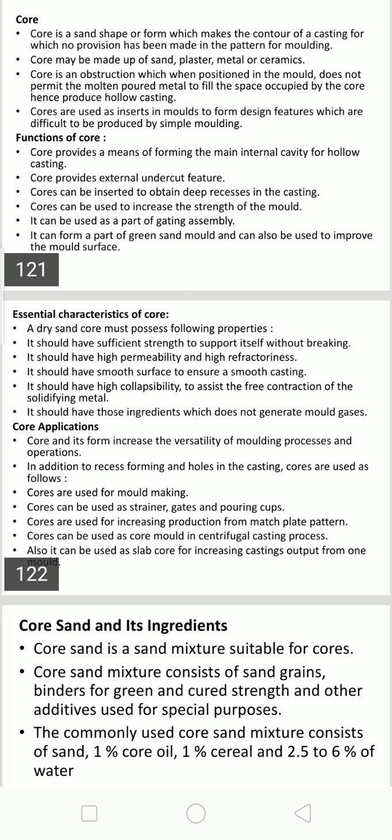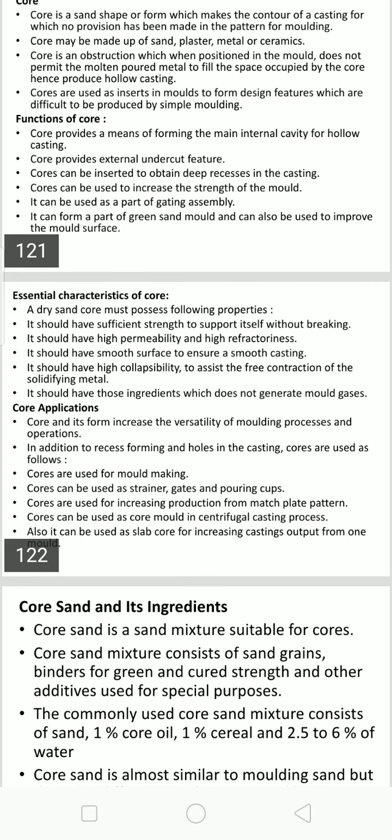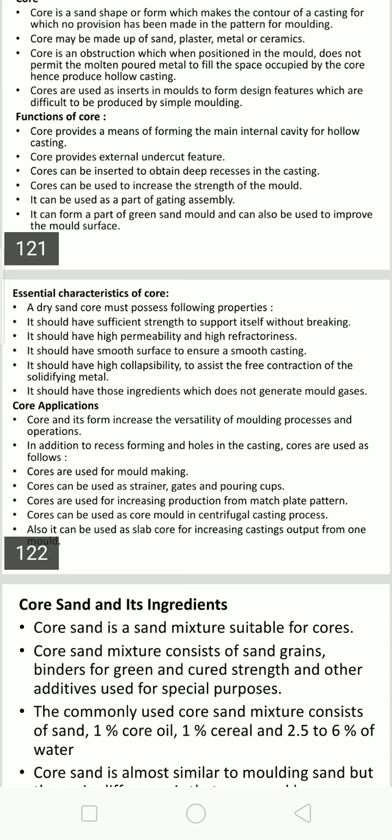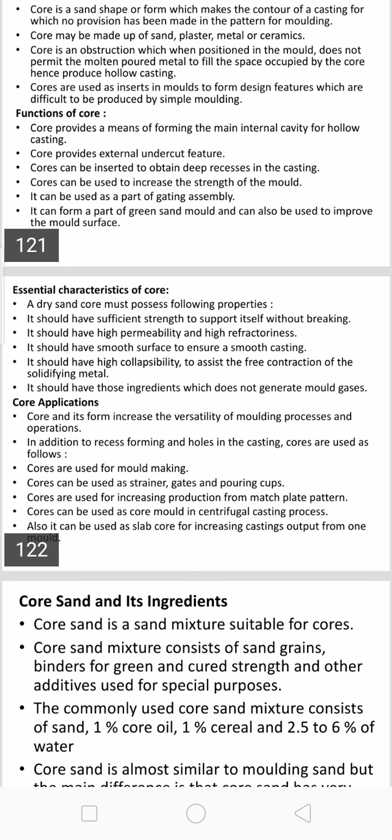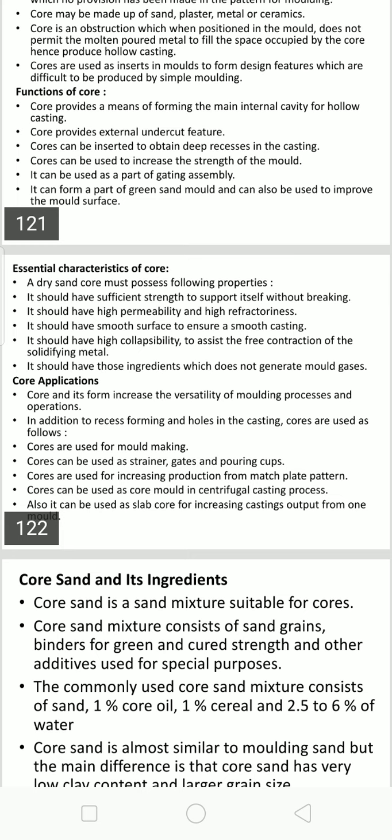However, coming to the characteristics or properties of the core: the core should be strong and should retain its shape. It should have sufficient strength to support itself without breaking. It should have high permeability and high refractoriness. High permeability means it is capable of venting gases produced during solidification. And refractoriness means that when core sand comes in contact with the high temperature molten metal, it should not fuse, and it should have a smooth surface to ensure smooth casting.